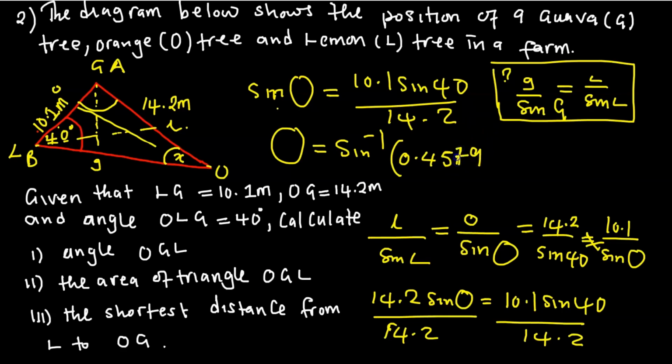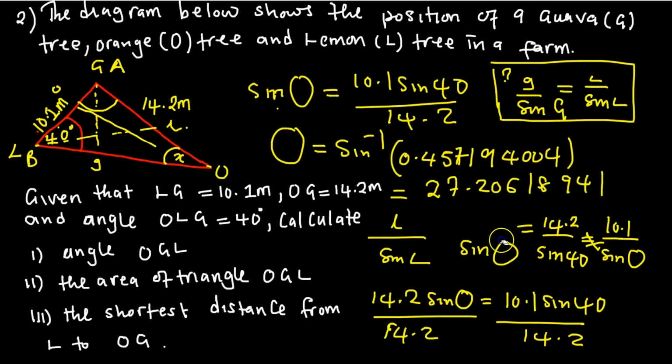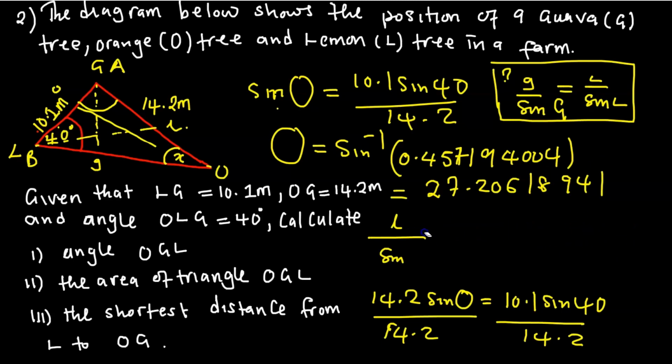This is 7.57, then 194,004. Okay, we want to find the angle, so this is how you punch it. So O is equals to what? Sine inverse, then the whole of this one that you found here in brackets. If you punch this one, what I'm finding is 27.206, which is the 27 degree.